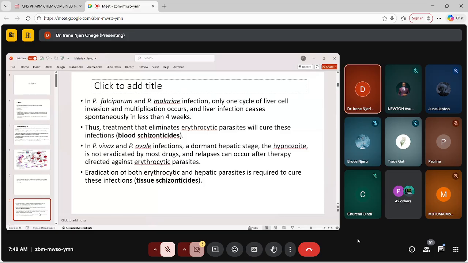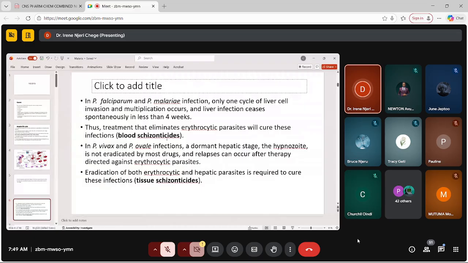Now, P. ovale and P. vivax can cause something called hypnozoites. It's a dormant liver stage. So in this life cycle, we can have a stage that goes to the liver, and that is what we are calling the exoerythrocytic stage. That means the sporozoites can go into the liver to cause hypnozoites. Now these hypnozoites become dormant and they relapse much later. So that stage, we're calling the exoerythrocytic stage.